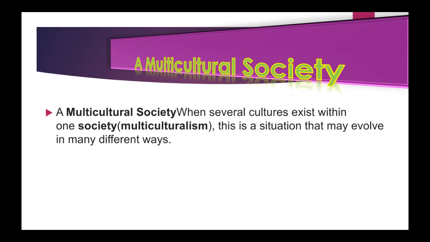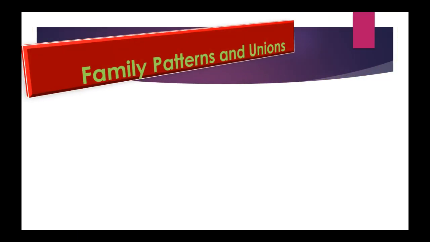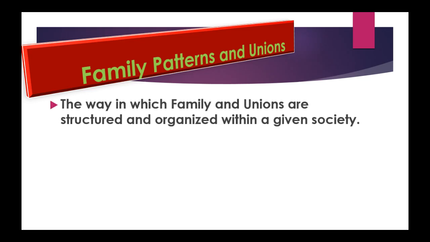Okay? All right. So moving on, family patterns and unions. What is this? This is the way in which family and unions are structured and organized within a given society. What do we mean by that? The family patterns and unions adopted by the different ethnic groups usually reflect their cultural heritage, right?